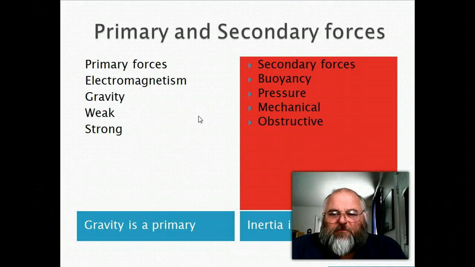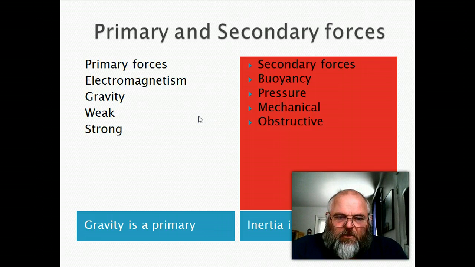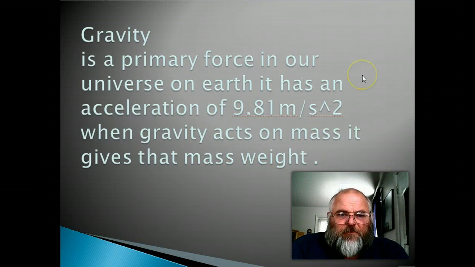First of all, we have primary and secondary forces in the universe. Now, gravity is a primary force, along with electromagnetism, a weak force and a strong force. The secondary forces are buoyancy, pressure, mechanical, and obstructive. Inertia falls into this category. Now, let's take a look at them individually, and we'll see how things work out.